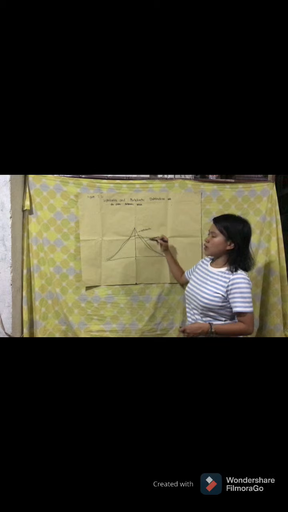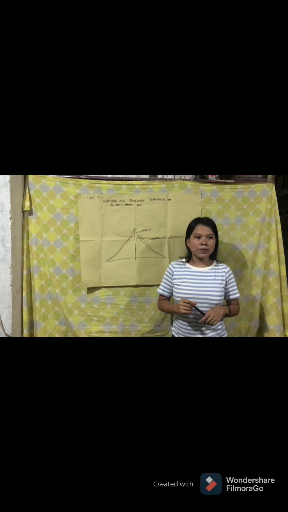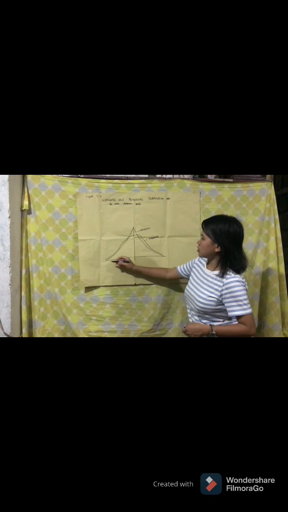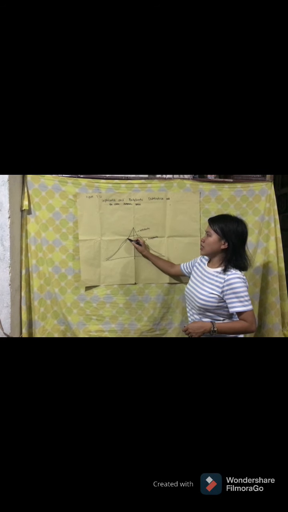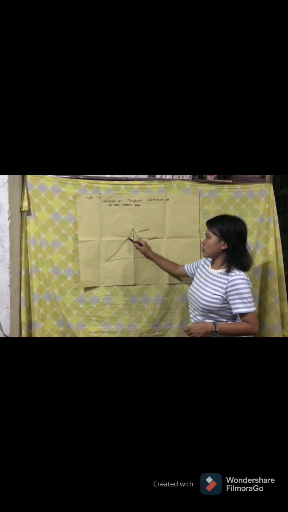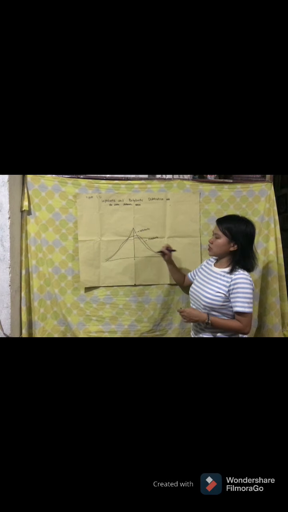The next one is platykurtic, which is a distribution that is flat on the top, a flat-topped curve. The value of kurtosis is less than 3. As you can see in the figure, this is the flattened one, so the top is flat. So this is the platykurtic.